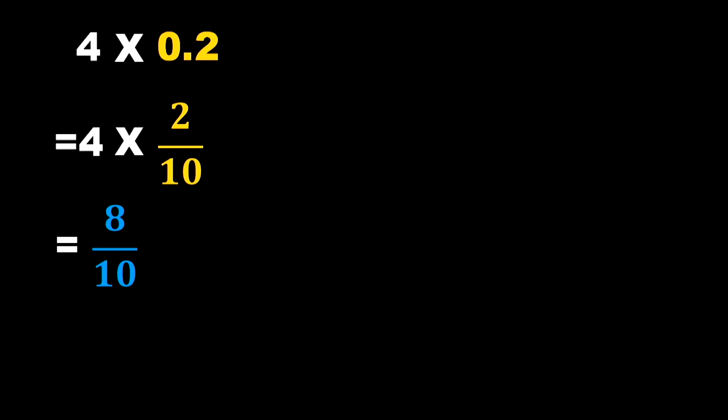So, we got 8 by 10. 4 into 2 by 10 is nothing but 8 by 10. It can be written as 0.8 in decimal form.